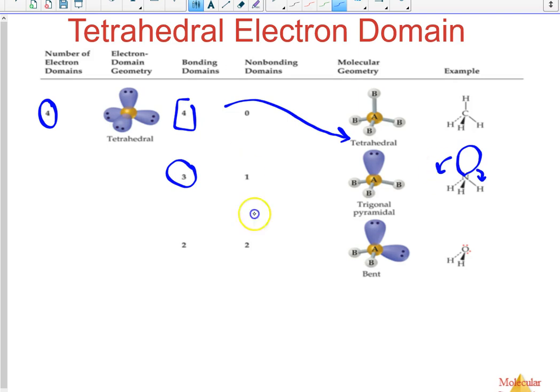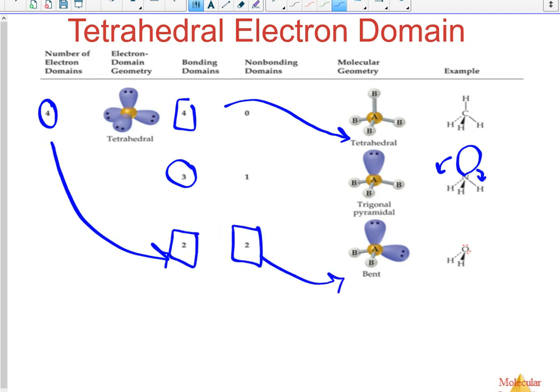All right, we talked about this one twice already today. But if we have 4 electron domains, but 2 form bonds and 2 are non-bonding, we end up with a bent molecule like water. Because probably in science you've seen teachers write water this way a lot, or at least I have, right? Instead of just H-O-H.